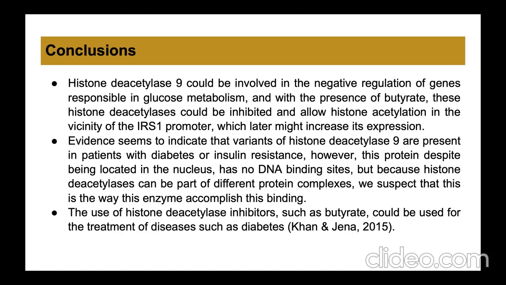Evidence seems to indicate that variants of histone deacetylase 9 are present in patients with diabetes or insulin resistance. However, this protein, despite being located in the nucleus, has no DNA binding sites. But because histone deacetylases can be part of different protein complexes, we suspect that this is the way this enzyme accomplishes this binding. Finally, histone deacetylase inhibitors such as butyrate could be used for the treatment of diseases such as diabetes.